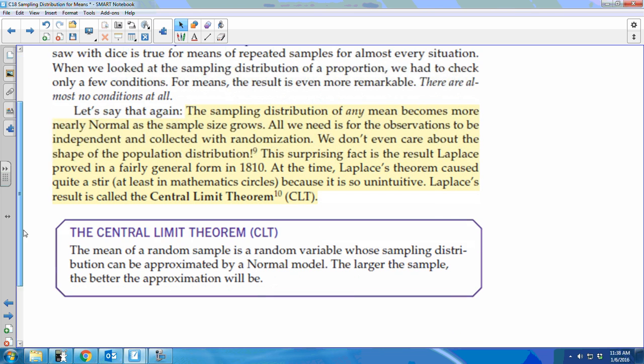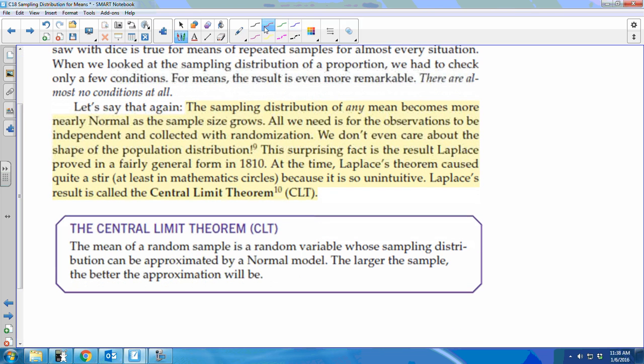So with that being said, the sampling distribution of any mean becomes more nearly normal as the sample size grows. We saw that a little bit yesterday with proportions, right? As the sample size got larger, generally your model got closer to a normal model. Same thing for means. If we check our conditions, which we'll get into in a second, then we should be good.